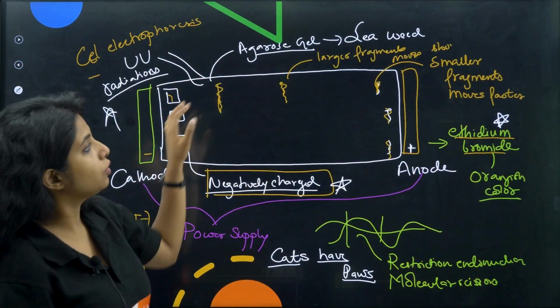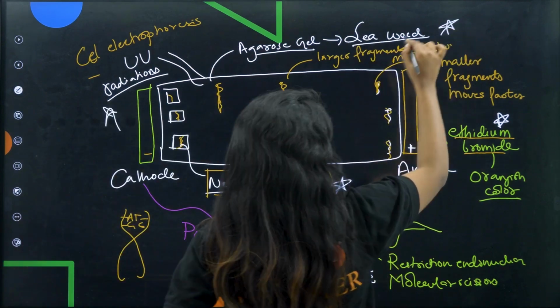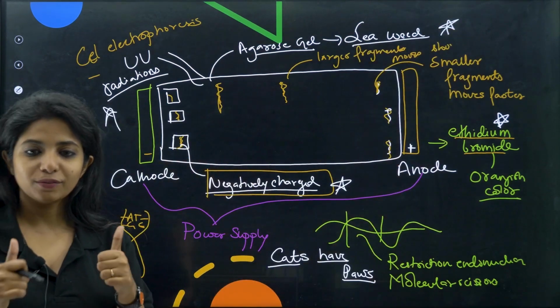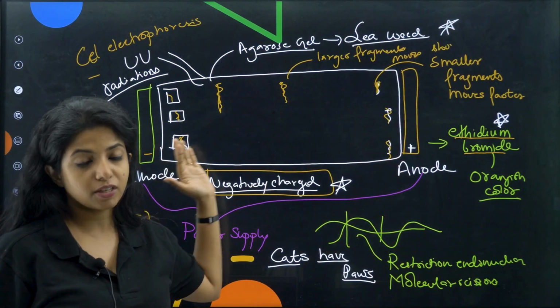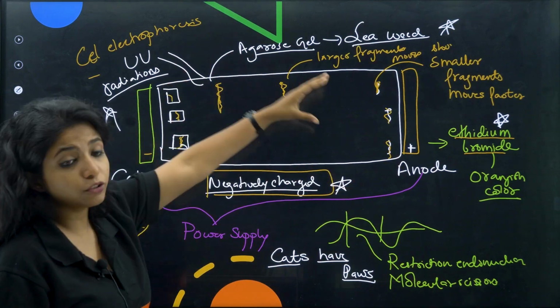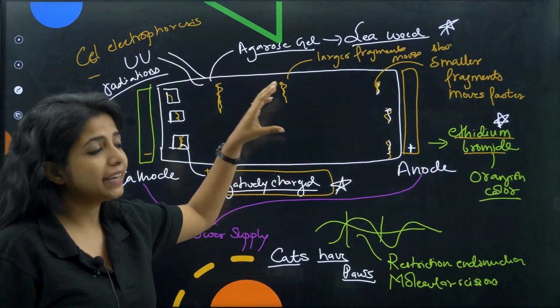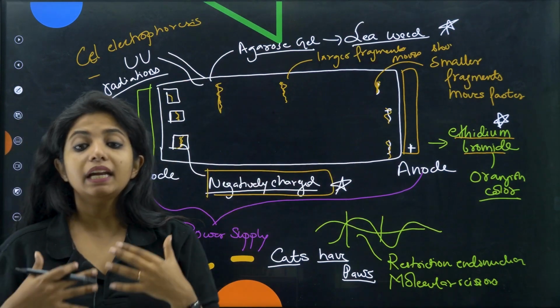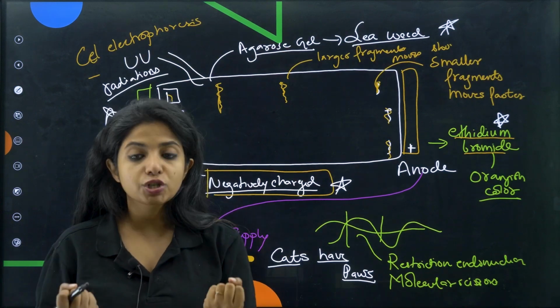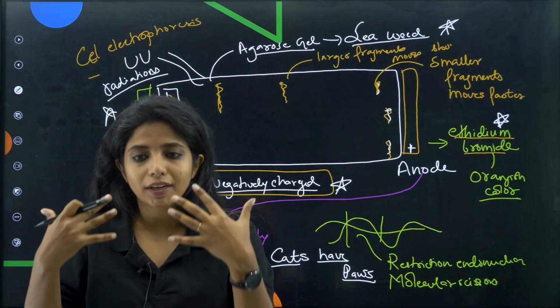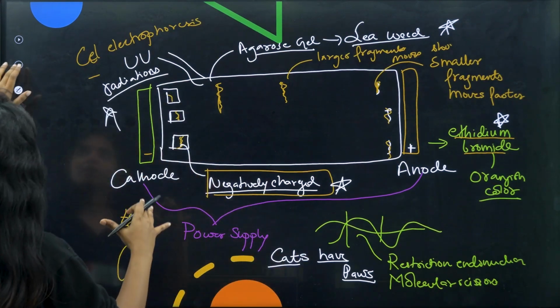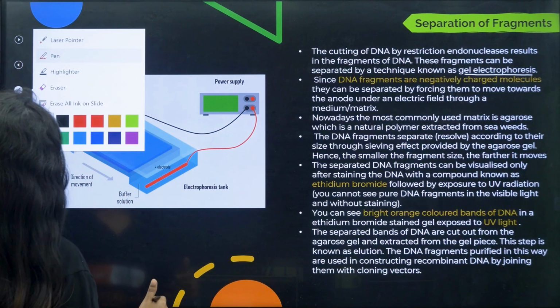The agarose gel that we use, you get it from seaweed, that is also given in your NCERT. And accordingly you can separate your fragments over there. And now these fragments, whichever I want, I can take and replicate using a machine known as PCR, about which we are going to study next. But before that, let's complete reading the NCERT for this particular topic and then we'll go ahead.